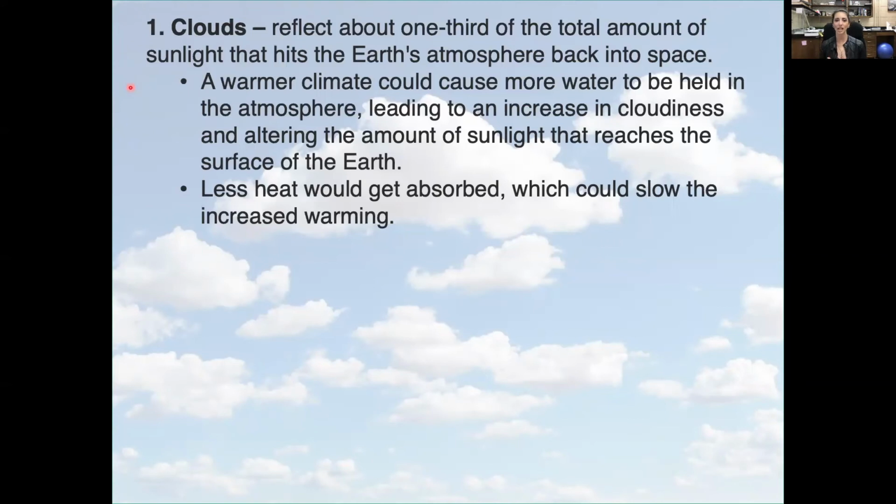We've already discussed how clouds are a major forcing in the climate system, but they also have a role in terms of feedbacks. So clouds reflect about 1/3 of the total of sunlight that hits the Earth's atmosphere and bounces that back to space. But a warmer climate could cause more water to be held in the atmosphere. This would then lead to an increase in cloudiness and alter the amount of sunlight that reaches the surface of the Earth. Therefore, less heat would get absorbed, which could slow increased warming. So in this scenario, clouds would be seen as a negative feedback.